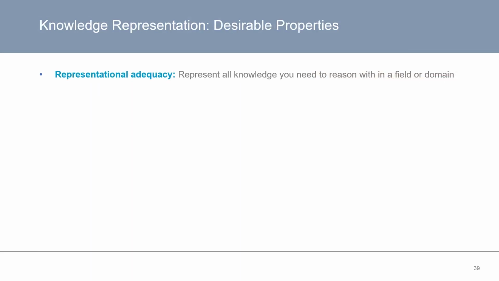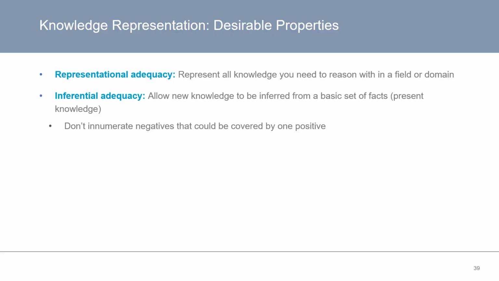So what are the desirable properties of a knowledge representation? One would be representational adequacy. In other words, can it represent all knowledge you need to reason within a particular field or domain? Another would be inferential adequacy. In other words, does it allow new knowledge to be inferred from a basic set of facts that constitute your present knowledge? One thing to look out for here is to avoid representations that might require you to enumerate negative statements or facts that could instead be covered by a single positive one.